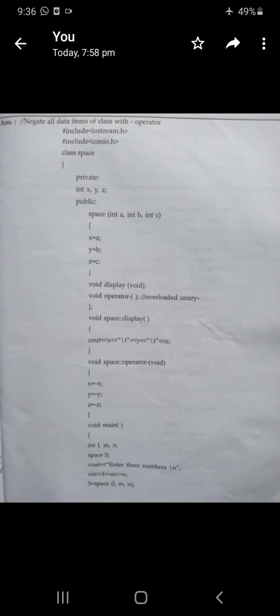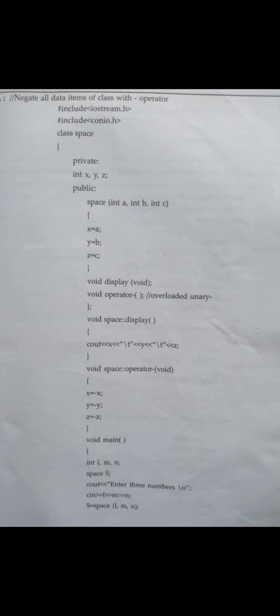Look here, we are looking at a program of operator overloading. In this first program we are overloading the unary operator minus sign to change the sign of integer variables introduced in the program. For that purpose we are taking a class Space, and in that class Space we are defining three variables x, y, z, which accept the integer values from a constructor called Space.